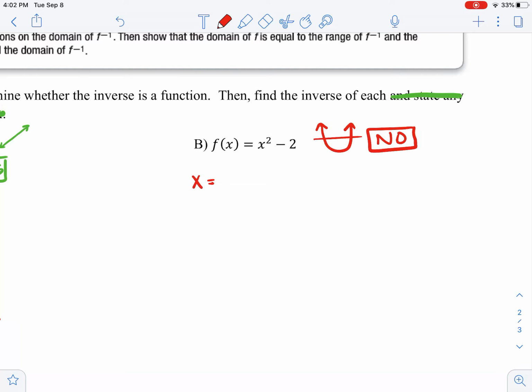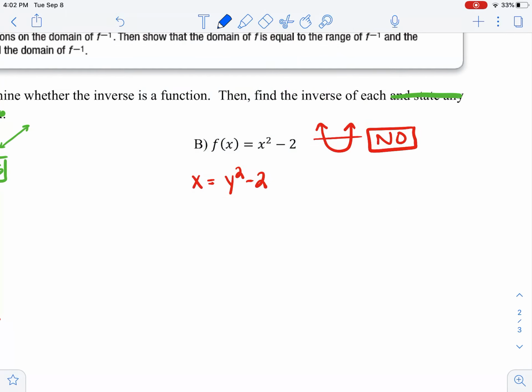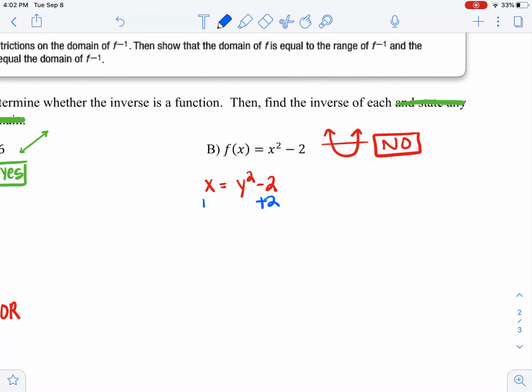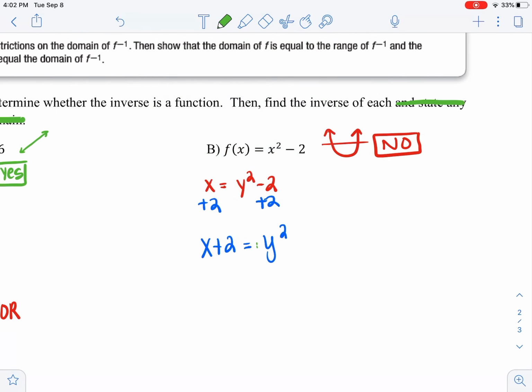So we are going to switch x and y. x equals y squared minus 2. And now I'm going to solve for y. So first off, I'll add 2 to both sides. x plus 2 is equal to y squared. And now I need to solve for y by square rooting.